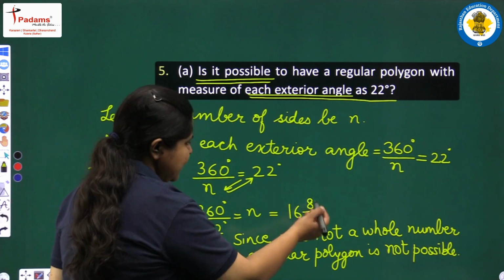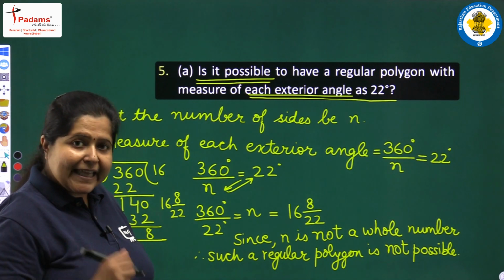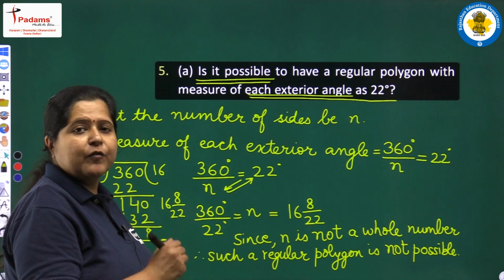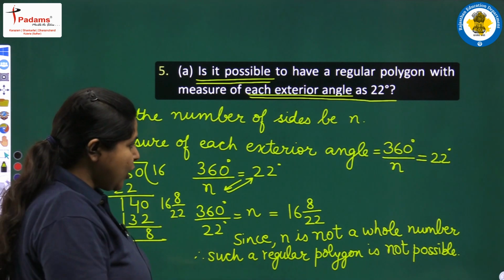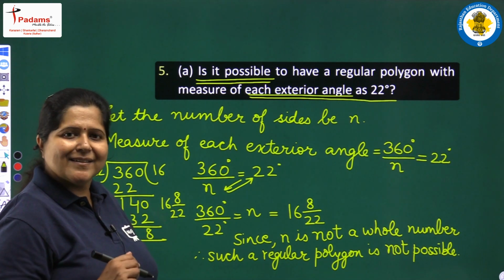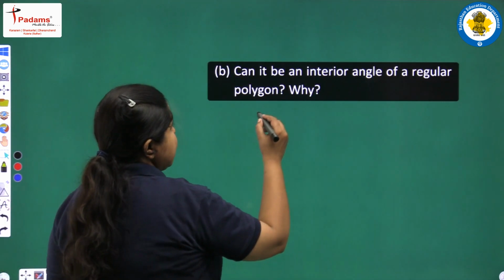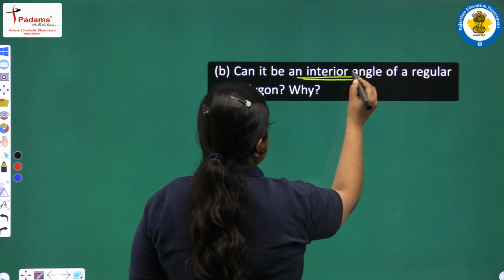Clear to you? If it would have come out to be 16 or say 17, then we could have said that this type of polygon is possible. But because it is not a complete whole number, therefore, such a polygon is not possible. Then we have, can it be an interior angle of a regular polygon?